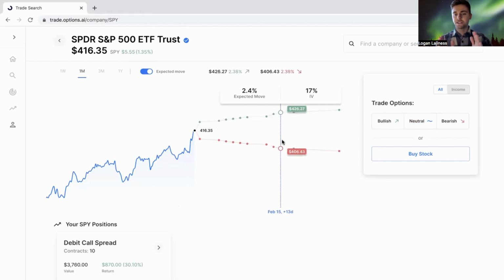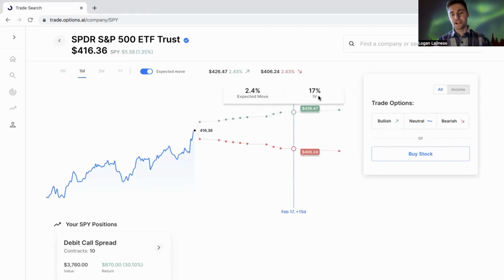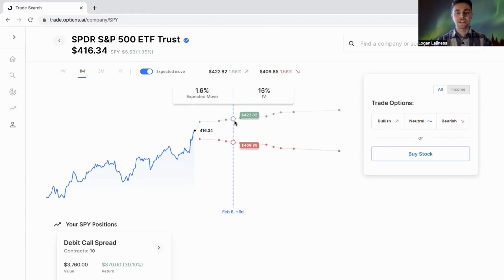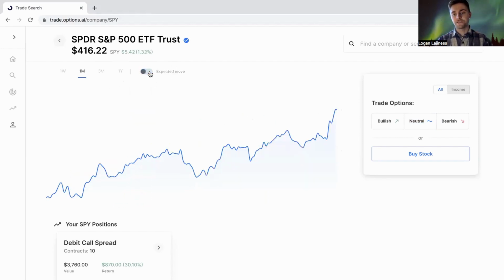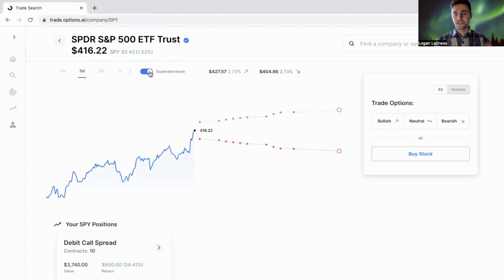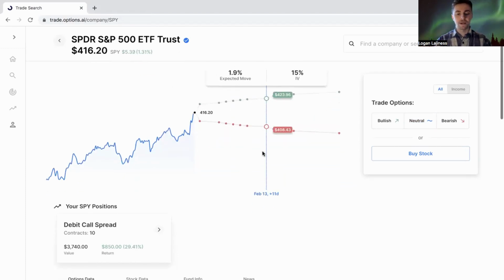This is just the expected move, visualizing it with the IV rank around 17% in general. Right, because the volatility has dropped tremendously with this massive move up. You can also unclick the expected move if you don't want that as part of your trading strategy, but it's right up my alley, right? I love using the expected move.